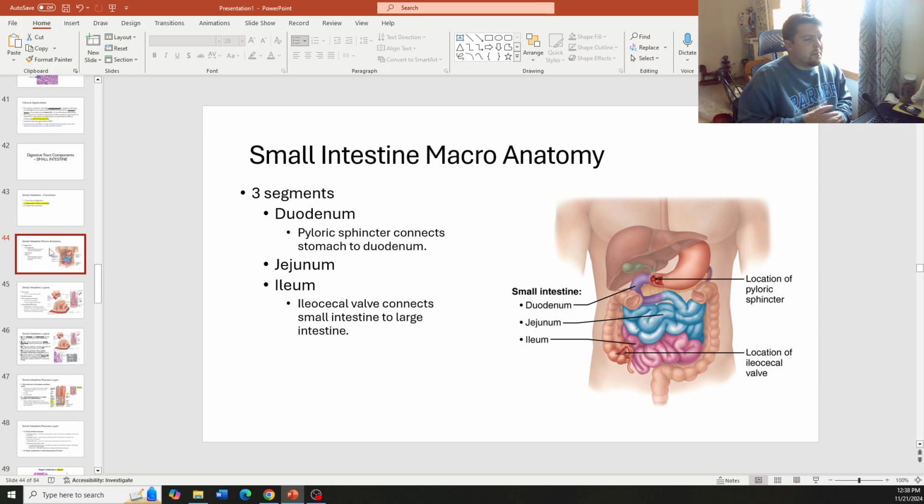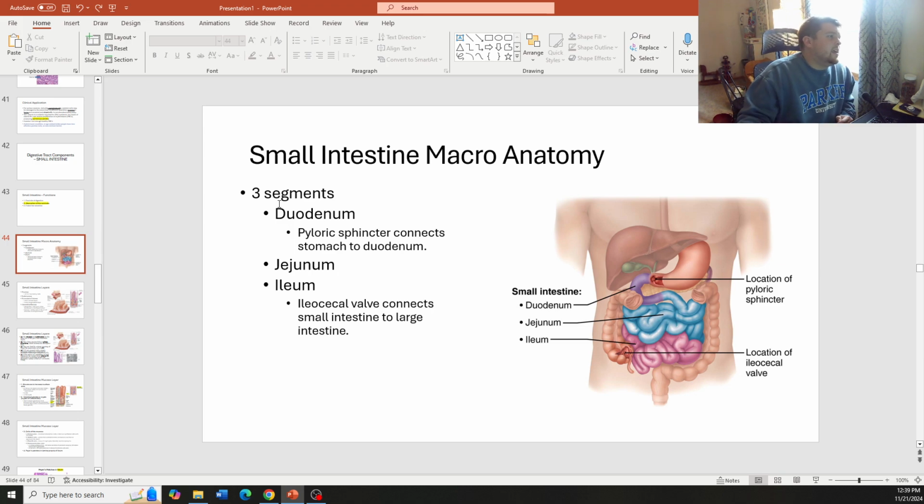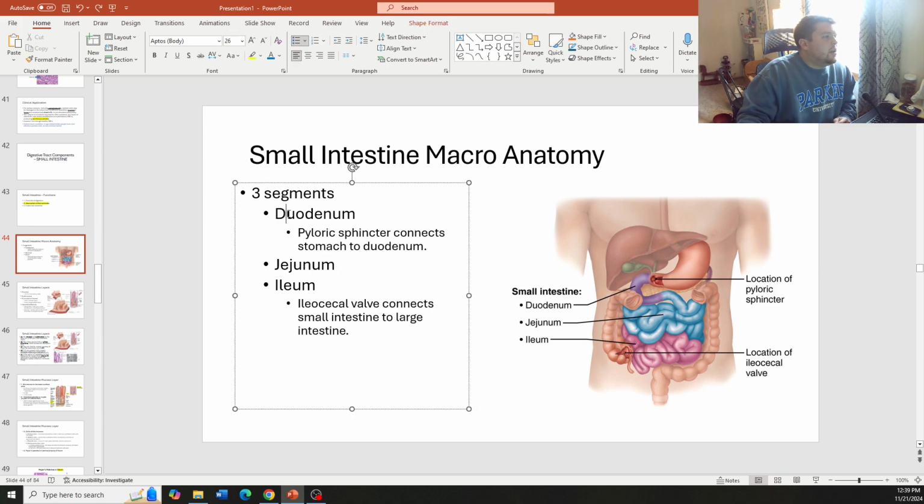The kind of macro, the gross anatomy. That's what I should be putting. Instead of macro, I should put gross anatomy. I prefer macro. It makes it sound nicer. We have 3 segments. We start at the very top, the duodenum or duodenum, however you want to pronounce it. It's not wrong. You'll hear it pronounced 30 different ways. It's fine. Don't worry about it.